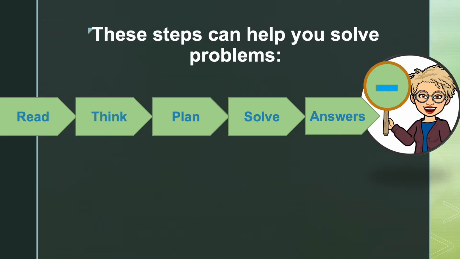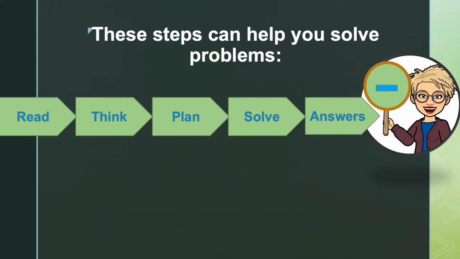Here are some steps to help you solve problems. The first thing you need to do is read. Read the problem. Second, you think. Think about the problem. Third, you plan. What are you going to do? Are you going to draw? Use counters? Draw tally marks? I don't know. You have to plan. Once you've come up with the plan, your job is to solve and give the answers.